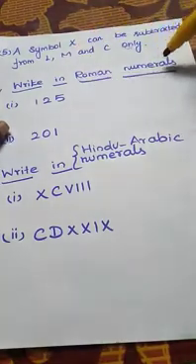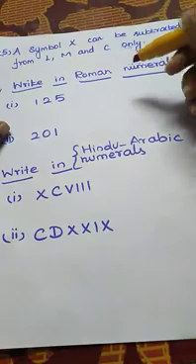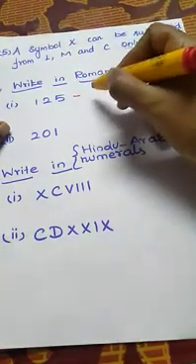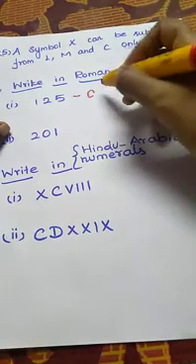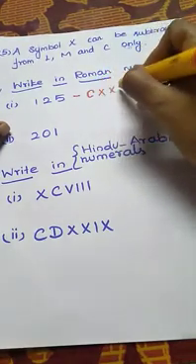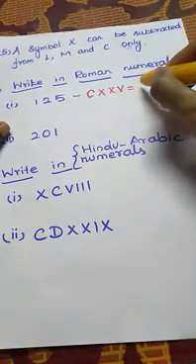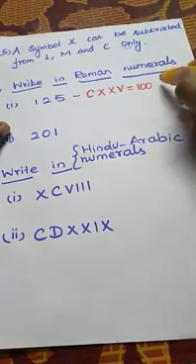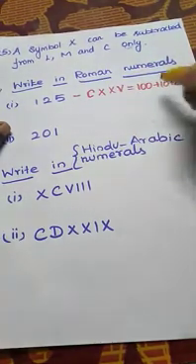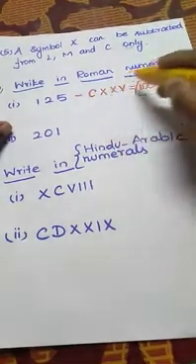Write in Roman numerals. A Hindu-Arabic number is given, and we have to change it into Roman numerals. How can we write 125? Actually 100 value is C. Next, 20 means we write X, and 5 means V. C value is 100. We use XX, that is 10 plus 10. Finally V value is 5. So this is CXXV.